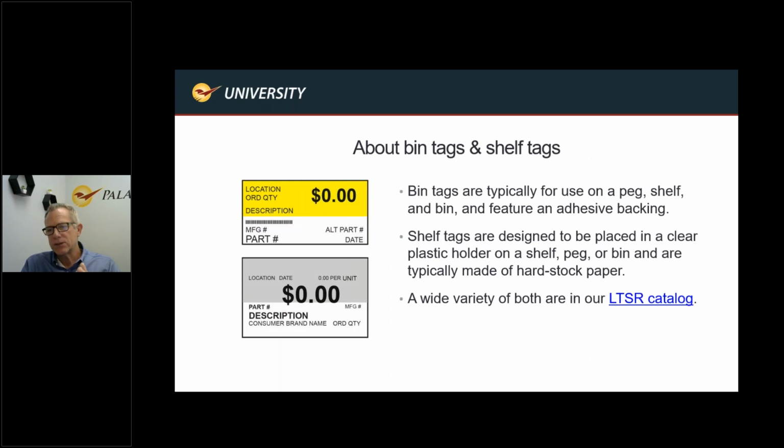All right, so about bin tags and shelf tags. They're typically used on pegs and shelves and bins, and they have an adhesive backing, right? The shelf tags, on the other hand, are usually hard stock paper, and they go within the little plastic inserts. We support both of these. There's a wide variety of both that are available and displayed in the LTSR catalog, which there's a link here. But very simply, if you just go to portal.paladinpos.com and search for LTSR, it stands for Labels, Tags, Signs, and Reports. You will find a whole slew of different available styles and information. This will be on the last couple of slides, where I'll walk you through that catalog.